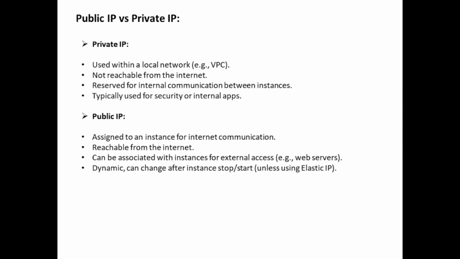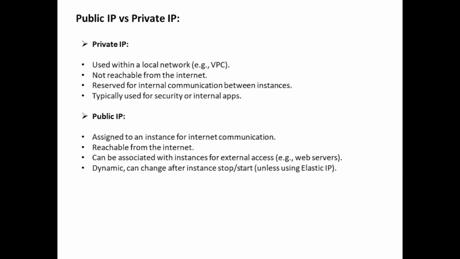In AWS, managing IPs correctly is key to ensure that our instances can communicate the way we want them to, whether within our VPC or with the broader internet. Let's dive into the details of private IP and public IP and explore when to use each. These two types of IPs serve different purposes, and it's crucial to understand when to use each one in our AWS environments.